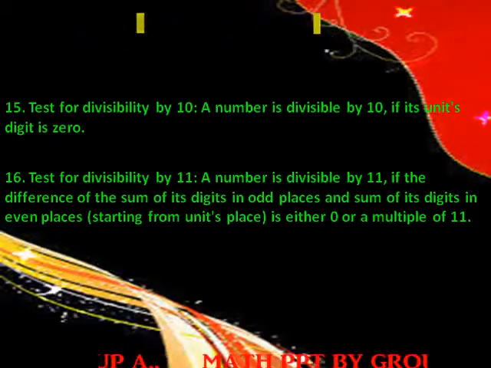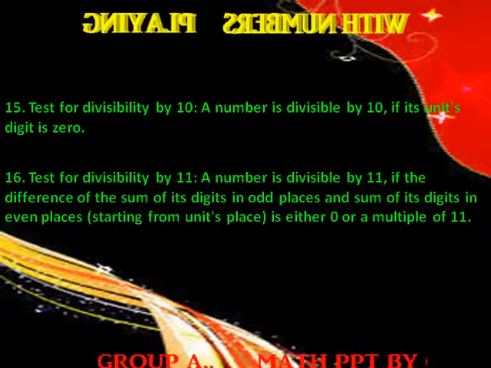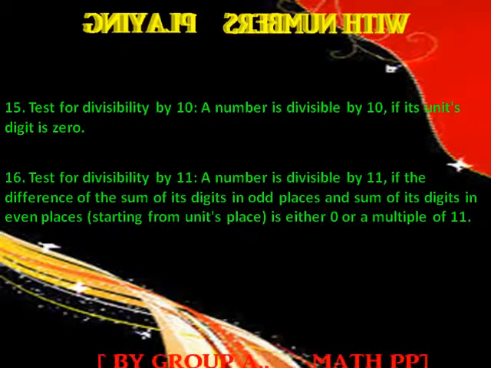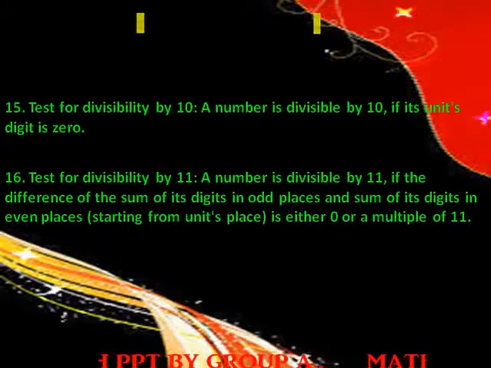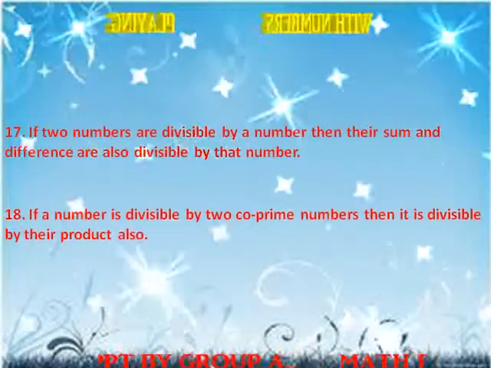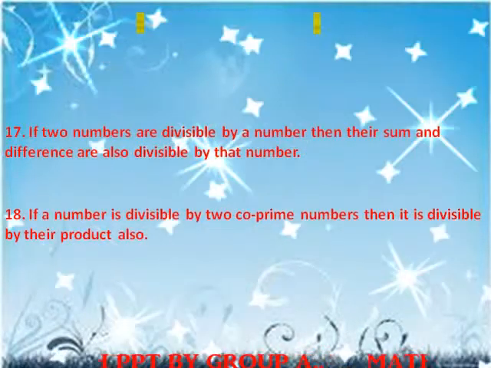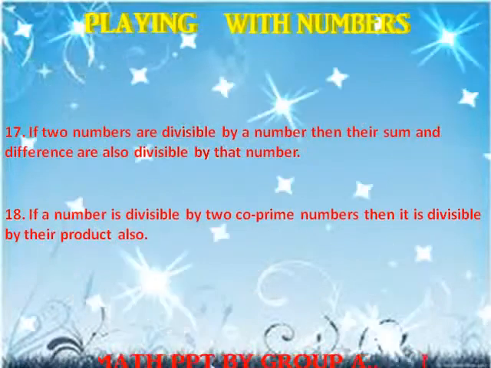15. Rule for divisibility by 10: a number is divisible by 10 if its units digit is 0. 16. Rule for divisibility by 11: a number is divisible by 11 if the difference of the sum of its digits in odd places and the sum of its digits in even places, starting from units place, is either 0 or a multiple of 11. 17. If two numbers are divisible by a number, then their sum and difference are also divisible by that number. 18. If a number is divisible by two coprime numbers, then it is divisible by their product also.